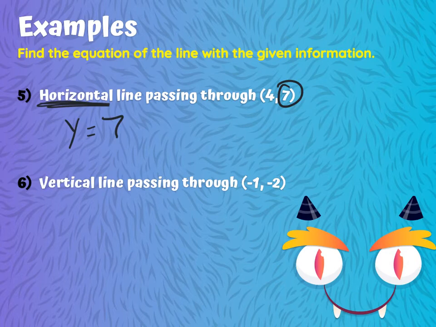If you need the visual, it's a horizontal line passing through 4, 7, so 1, 2, 3, 4, 5, 6, 7. Let's say it's up here. Horizontal. All these points on this line have the same y. They have different x's, but they all have the same y. The y is what's unchanging, which is what we use for the equation. Yeah? You sure? You're good?